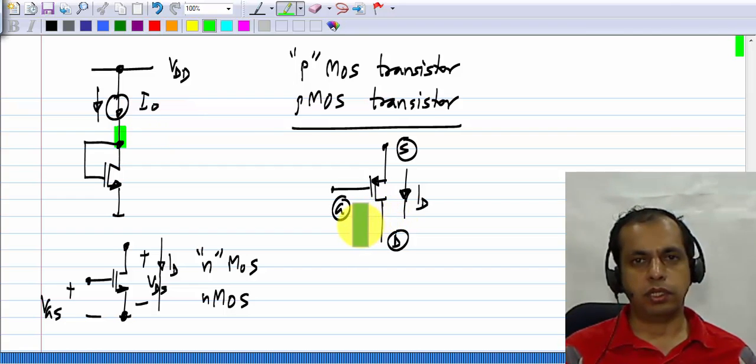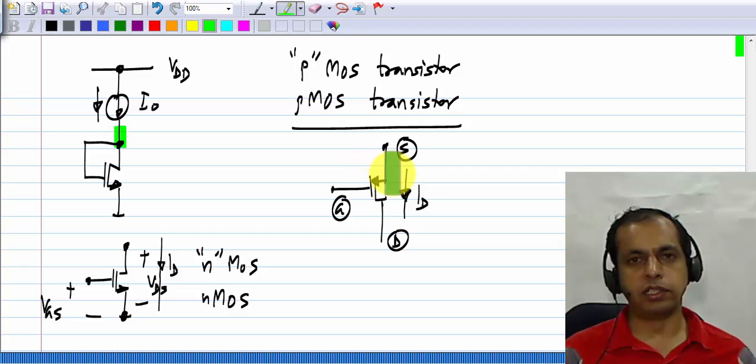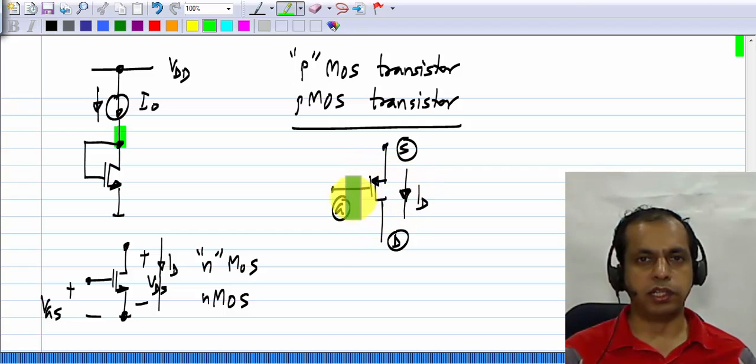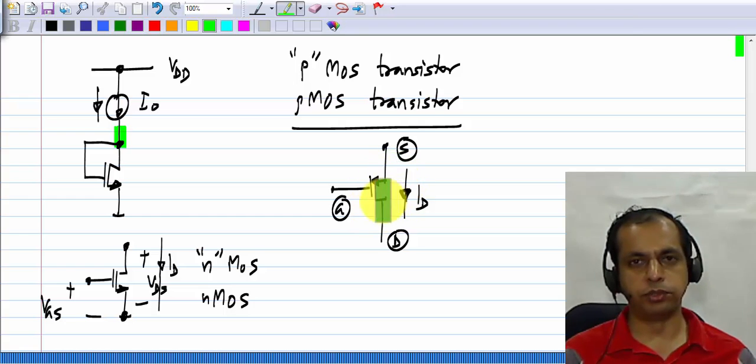So what we'll do is now to discuss the characteristics of this PMOS transistor and see how to set up the operating point and how to realize amplifiers using the PMOS transistor.